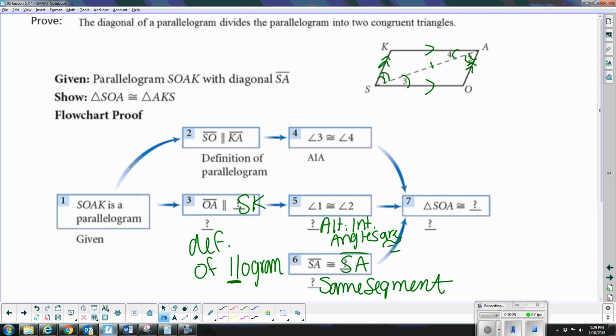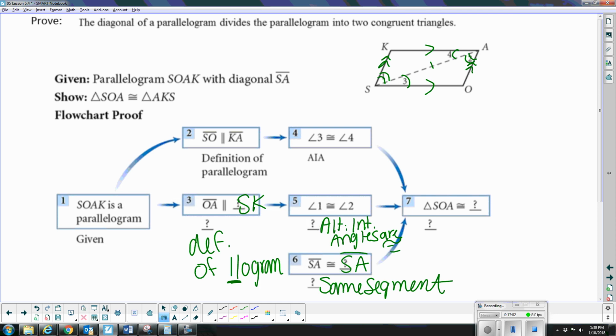Now, if this flowchart was not already started for you, you could say that KA is congruent to SO. You could say that SK is congruent to OA because opposite sides of the parallelogram are congruent. But we went with the angles. So we were given a diagonal, and so we went to prove that angles 3 and 4 and 1 and 2 are congruent. So now SOA is congruent to what?